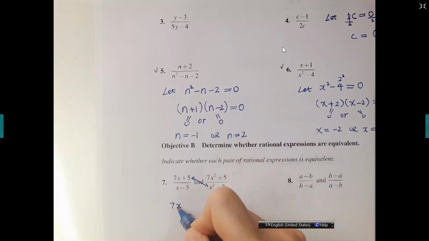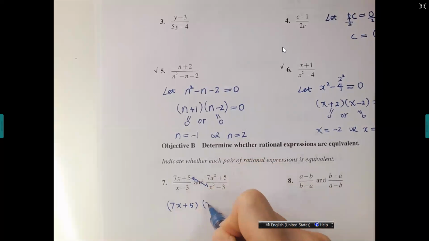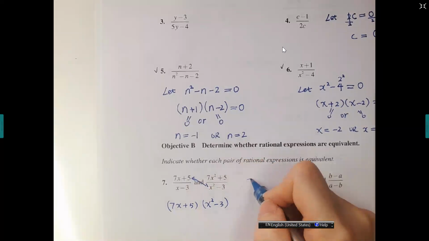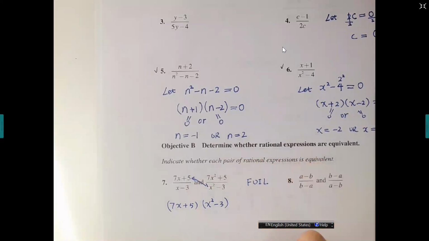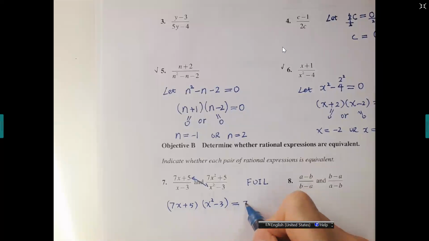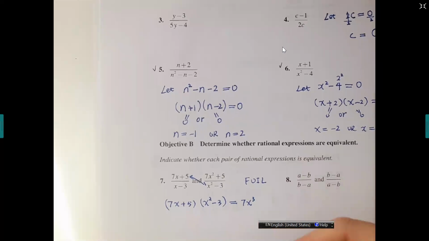So 7x plus 5 times x squared minus 3. What is their product? What do we do? Go back to Algebra 1. When we multiply any two binomials, we follow the FOIL rule, F-O-I-L. First times first, 7x times x squared, 7x to the third. So you could do the mental calculation at this level now. 7x times x squared, that is 7x to the third.